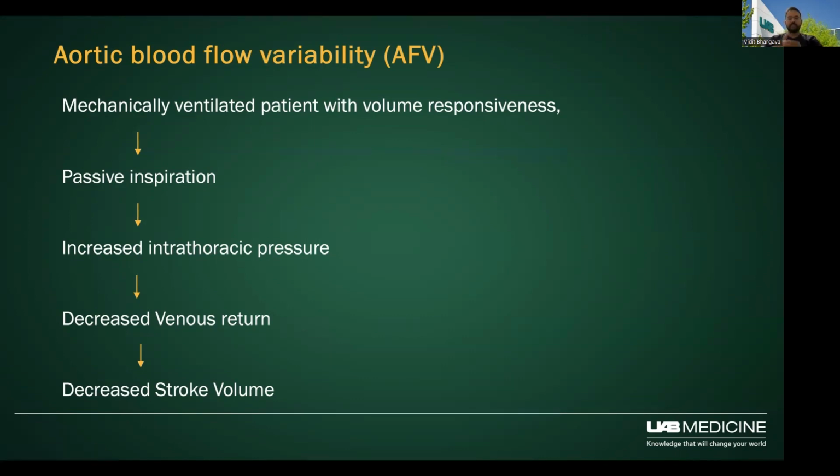And then as the patient takes the next breath, which is a spontaneous negative pressure breath, then the venous return increases, the patient's stroke volume increases. And so there is this change in patient's venous return and stroke volume from breath to breath, which to me is the echocardiographic equivalent of pulsus paradoxus, and which is what we're trying to measure.